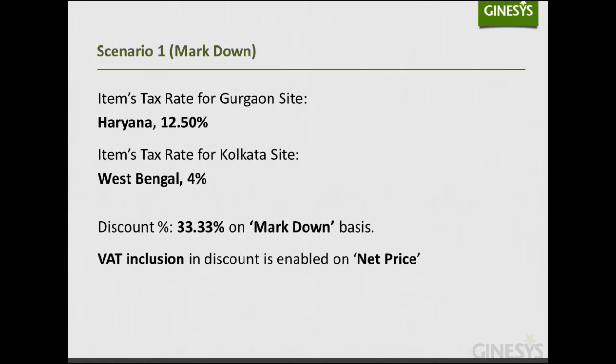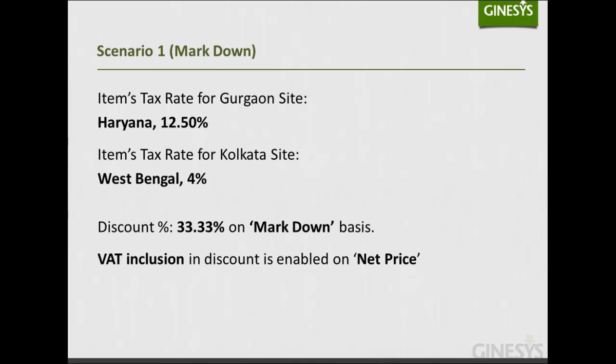Let's look at our first scenario, which is on markdown mode. Let's suppose you are located in Kolkata and your customer has two sites, one at Gurgaon and another one at Kolkata. And you want to send the same item to both the sites.